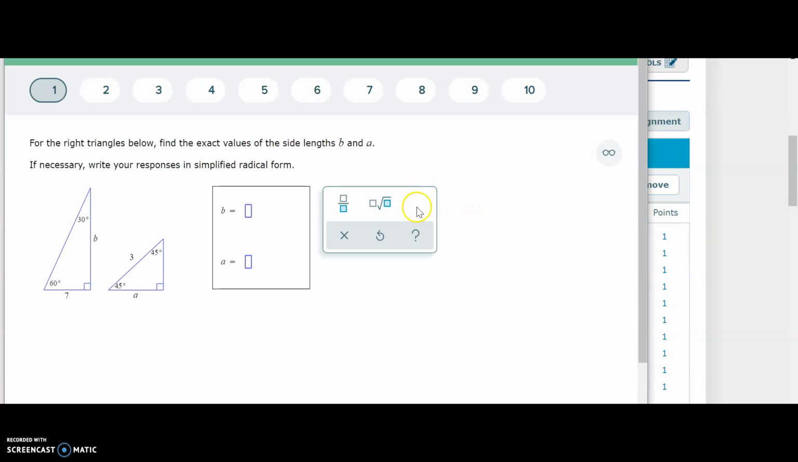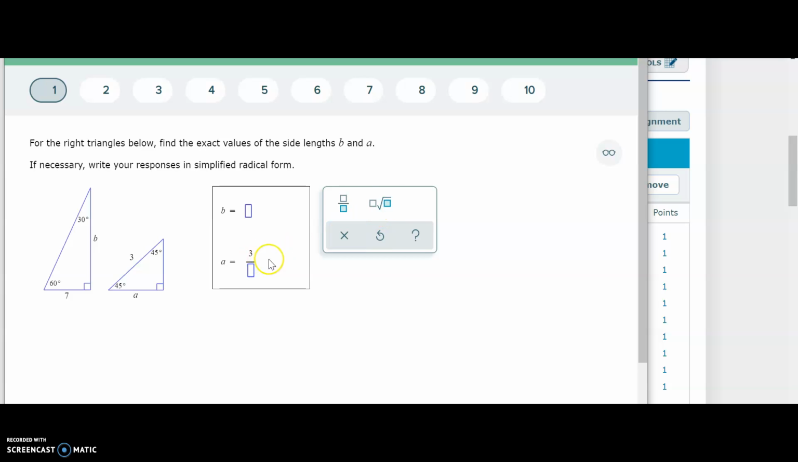Okay, so again, 45, 45, right? Remember, it's same, same, same, and then the hypotenuse gets a square root 3. Well, on this one, a square root 2. On this one, there isn't a square root 2. So that means to find the legs, it would be 3 divided by square root 2.